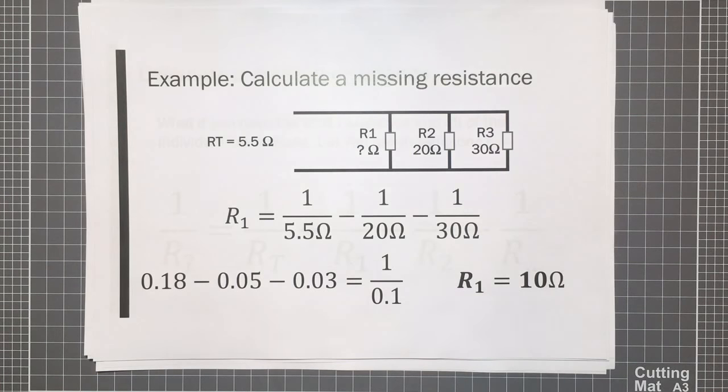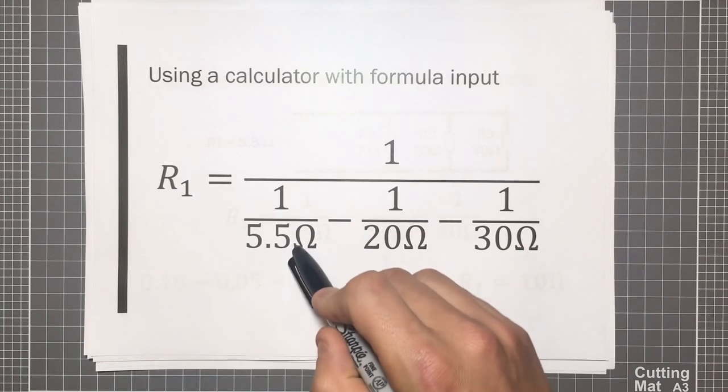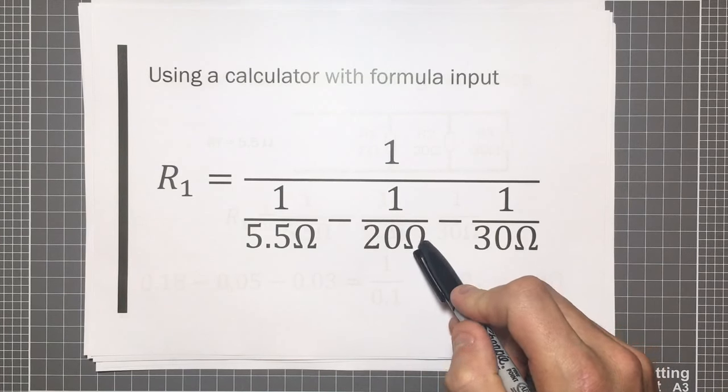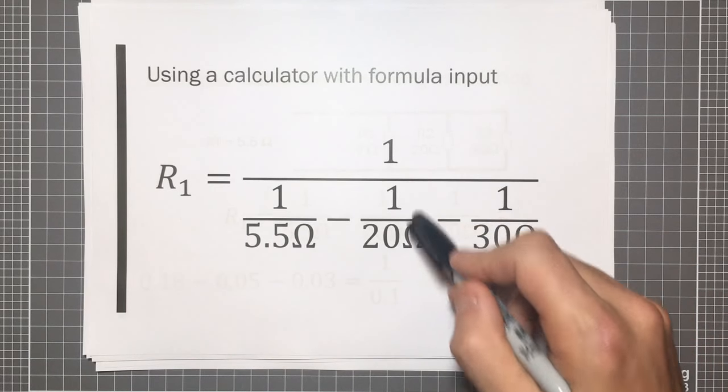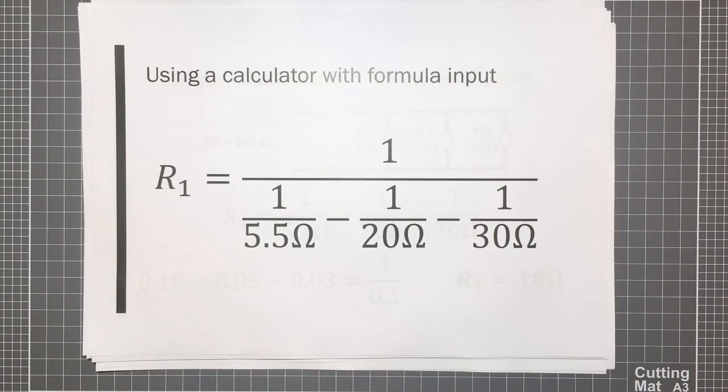Again, if you did have a nice calculator that's got the formula functions, then this is how you would punch it in. You just go 1 over the total resistance, 1 over your first known resistor, and 1 over your second known resistor. That'll give you the total for your unknown resistor.